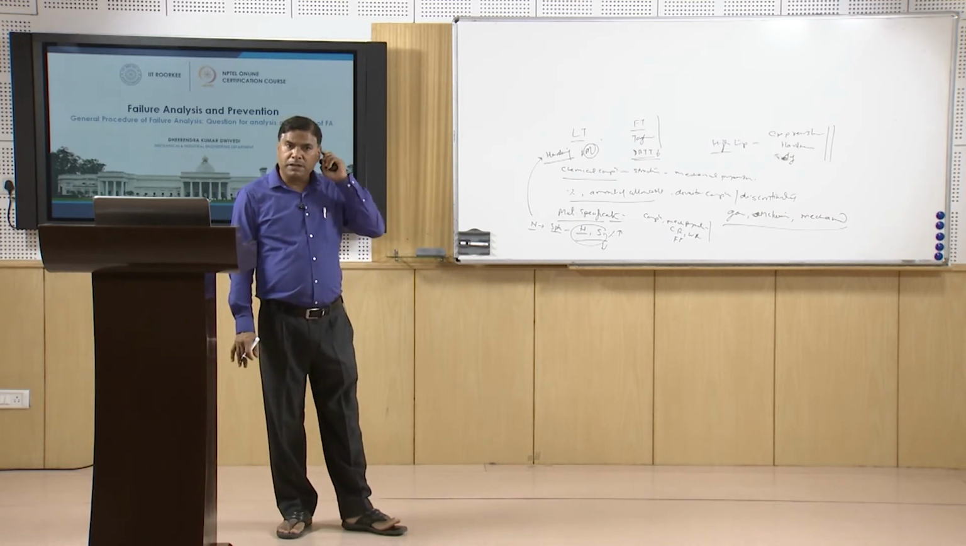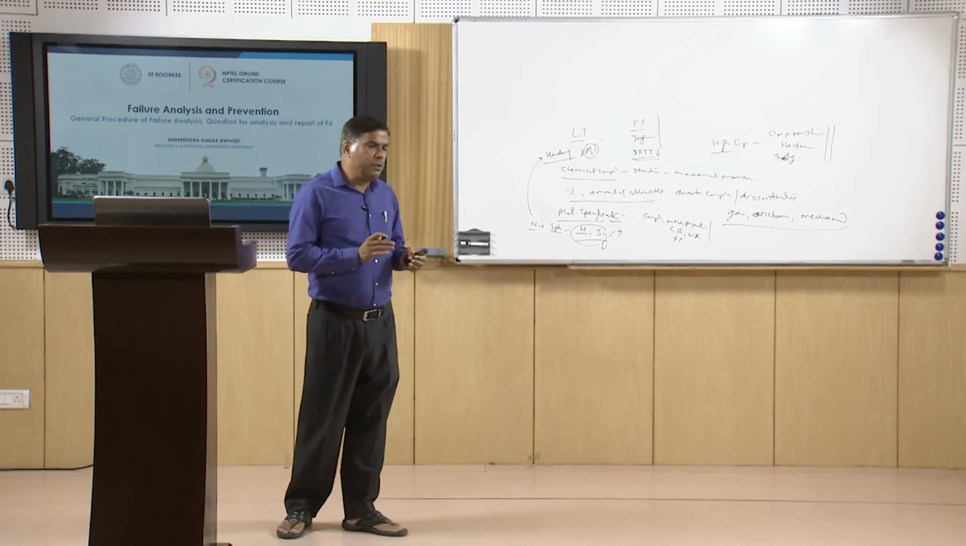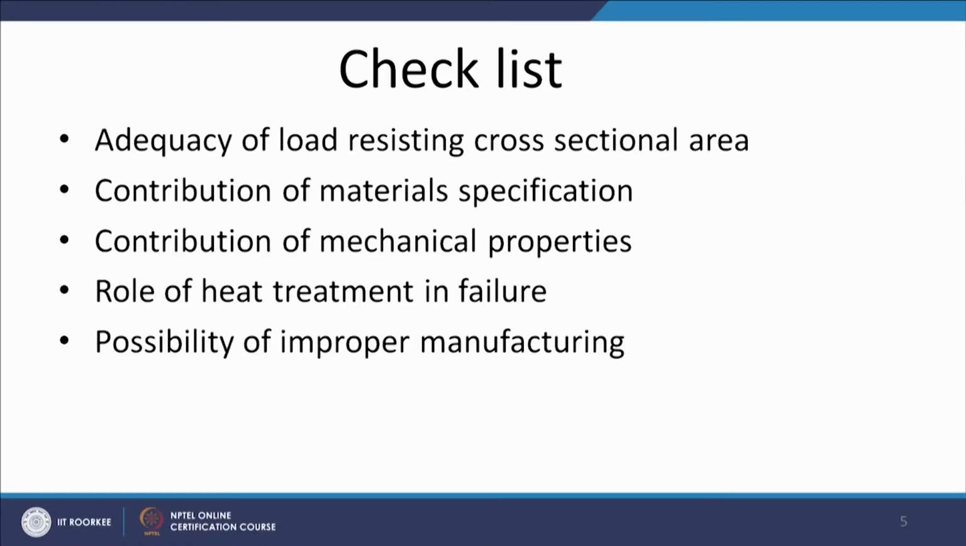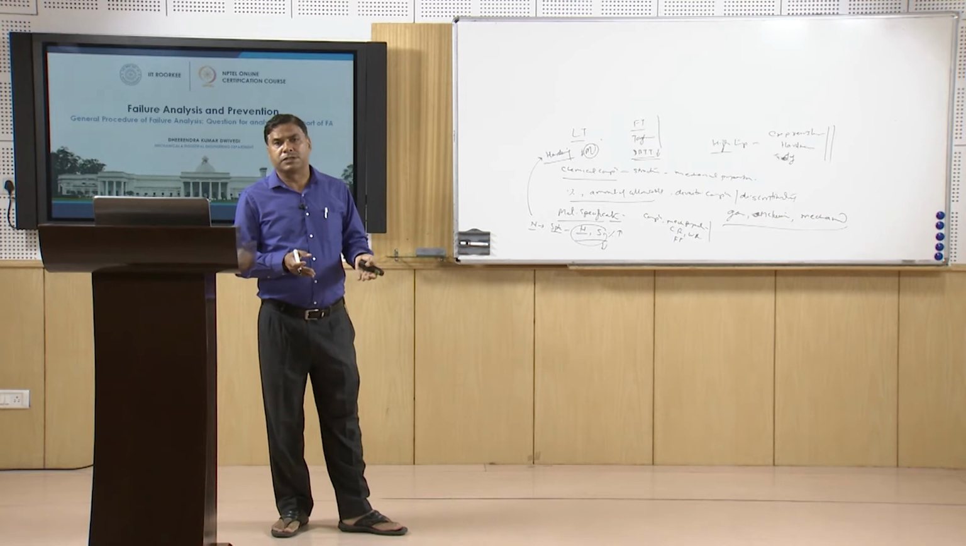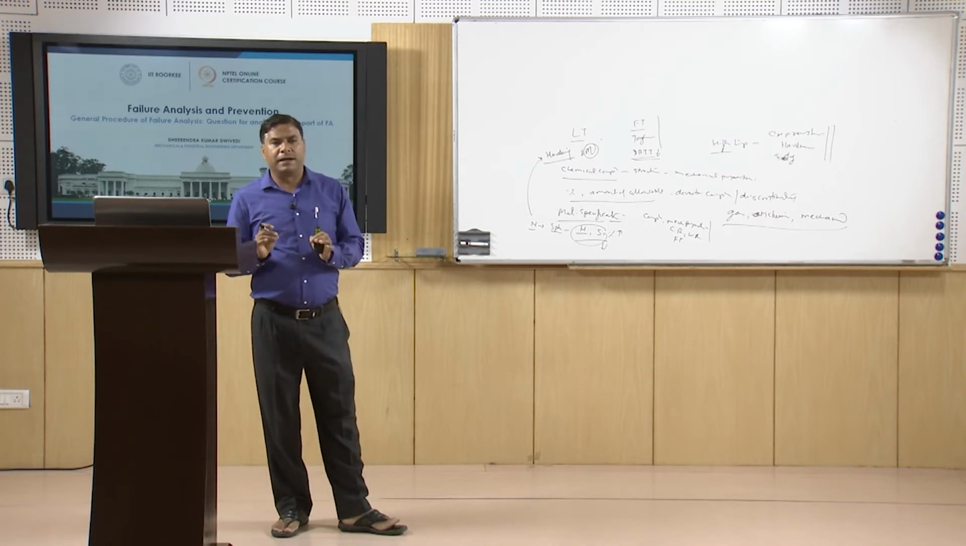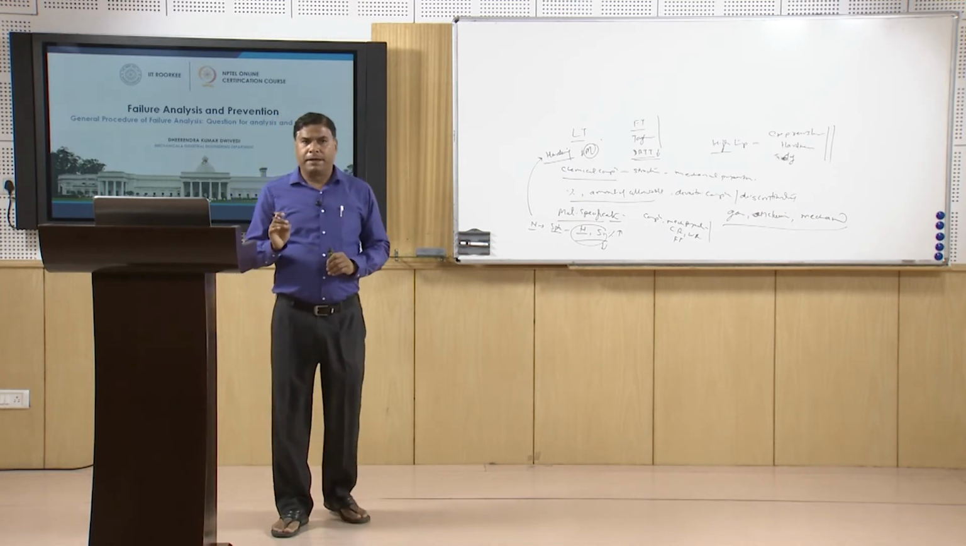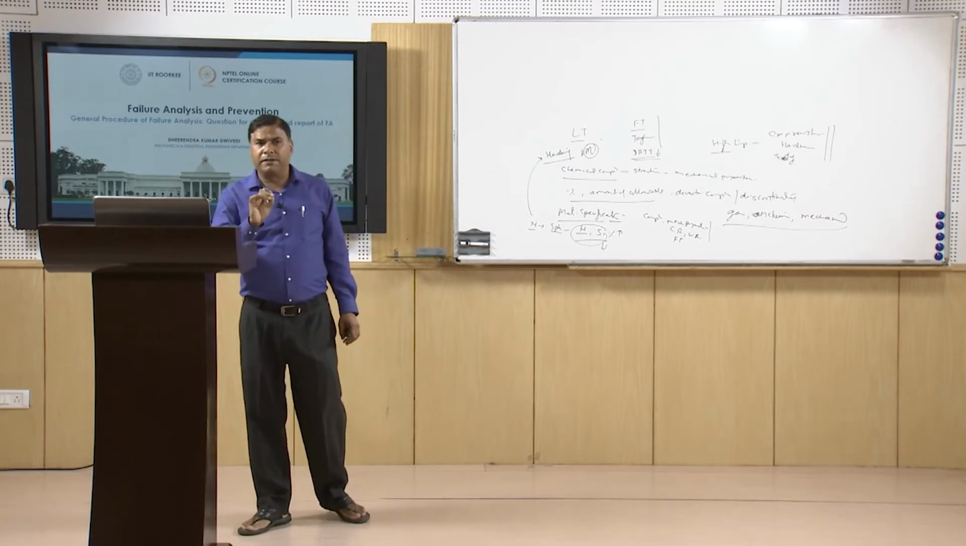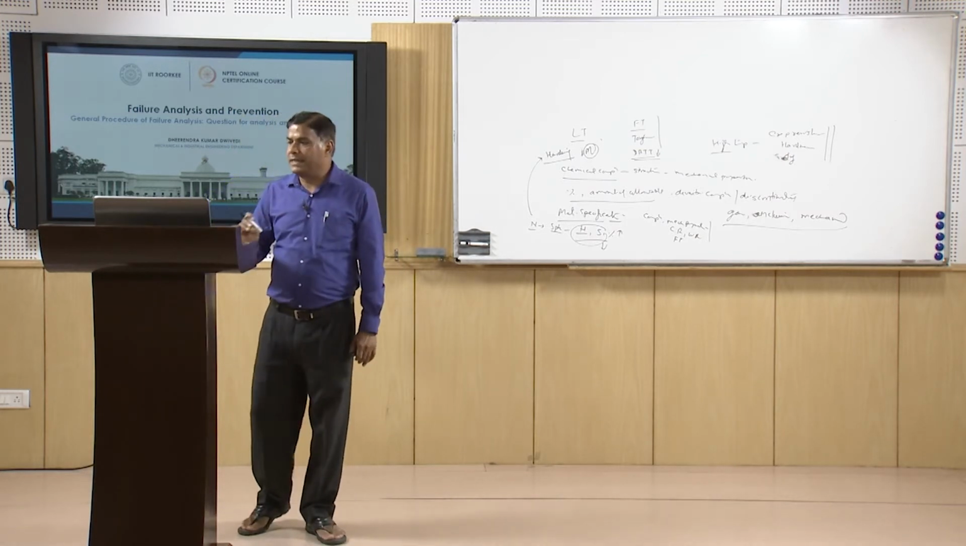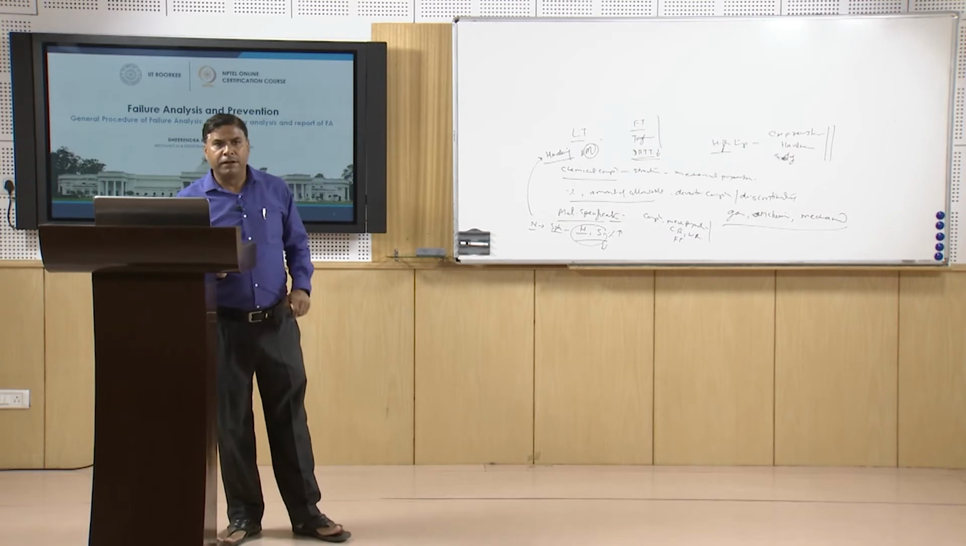And then the possibility of improper manufacturing, which means whether the correct kind of process has been used or the process parameters were appropriate or not. Various aspects related to manufacturing have to be explored and identified, in order to see if inappropriate manufacturing has in any way contributed towards the failure.